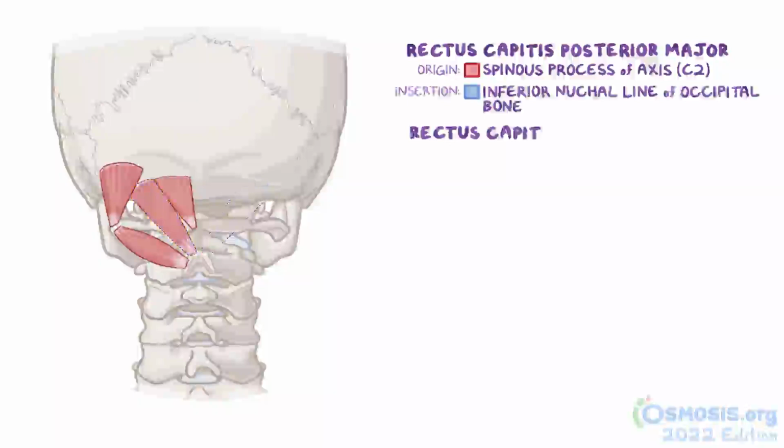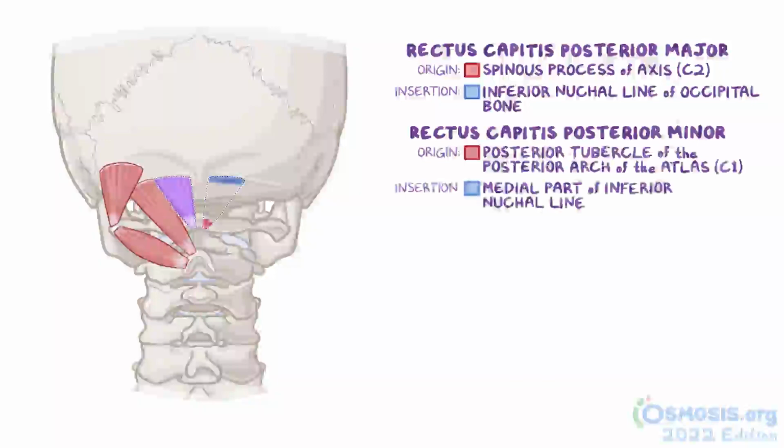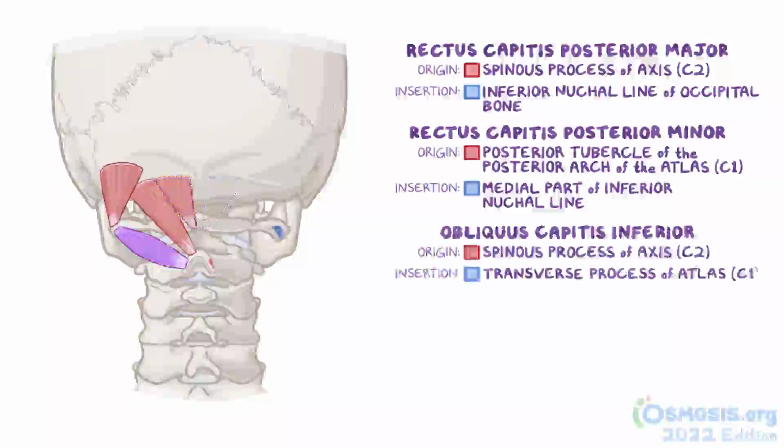Second, there's the rectus capitis posterior minor muscle, which originates on the posterior tubercle of the posterior arch of the atlas or C1 vertebra. Then it goes on to insert on the medial part of the inferior nuchal line of the occipital bone. Third, there's the obliquus capitis inferior, which originates on the spinous process of the axis, or C2, and inserts on the transverse process of the atlas.